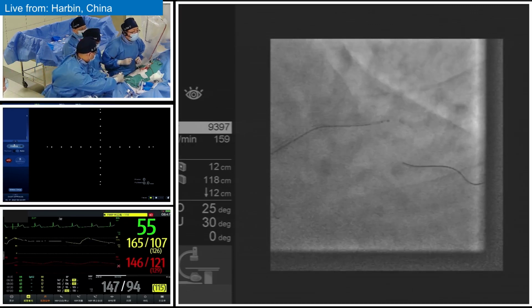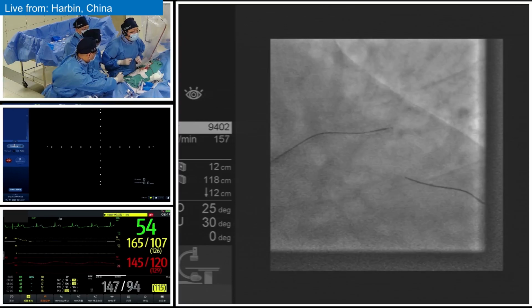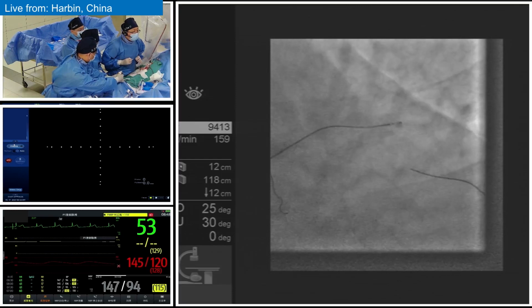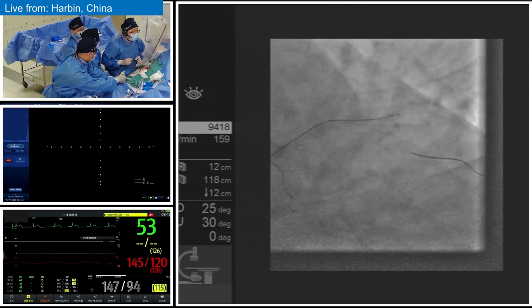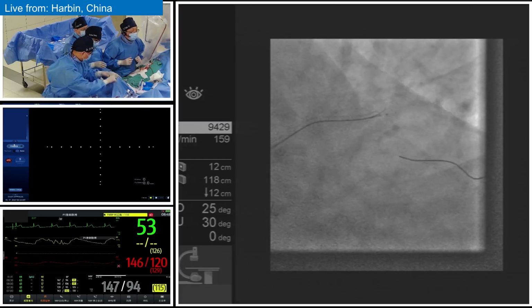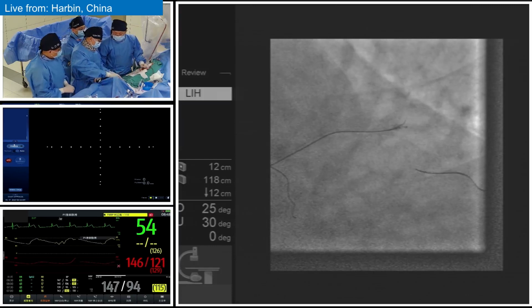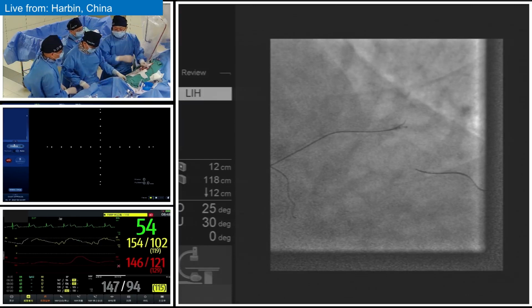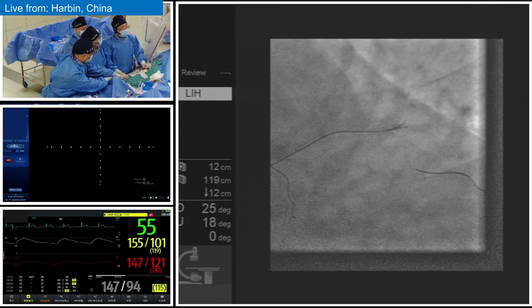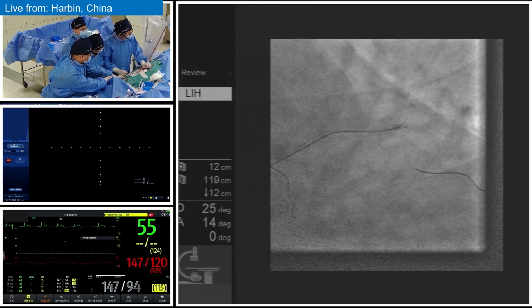The primary tenet of non-CTO PCI is to avoid wire penetration into the subintimal space, as this may raise the plaque, and also further impair the coronary flow and potentially cause myocardial infarction. However, a significant leap in CTO PCI success rates would come from the unconventional approach.